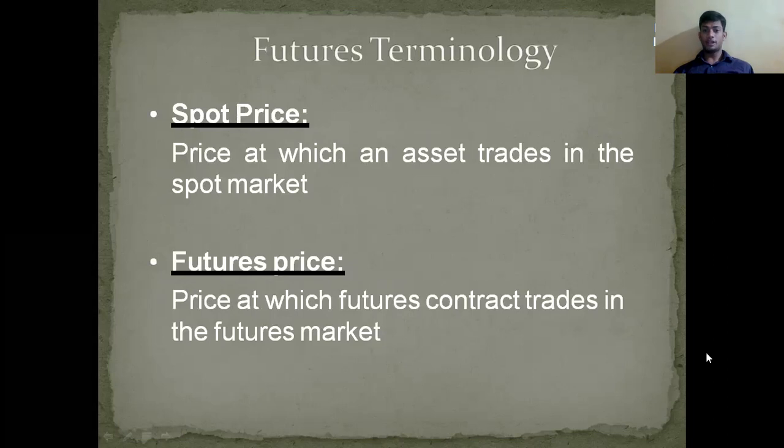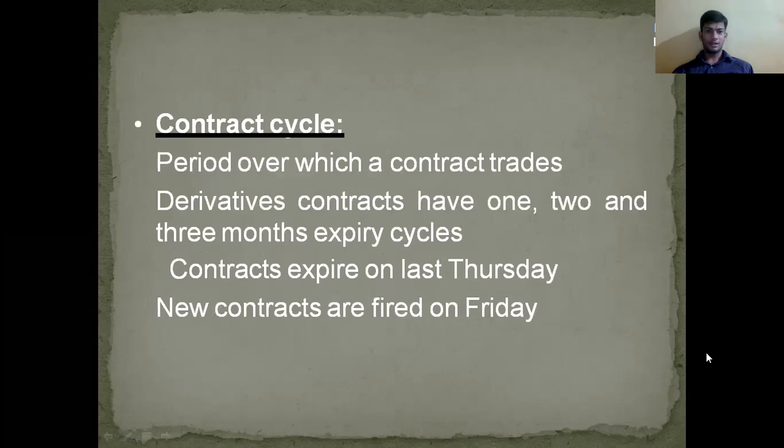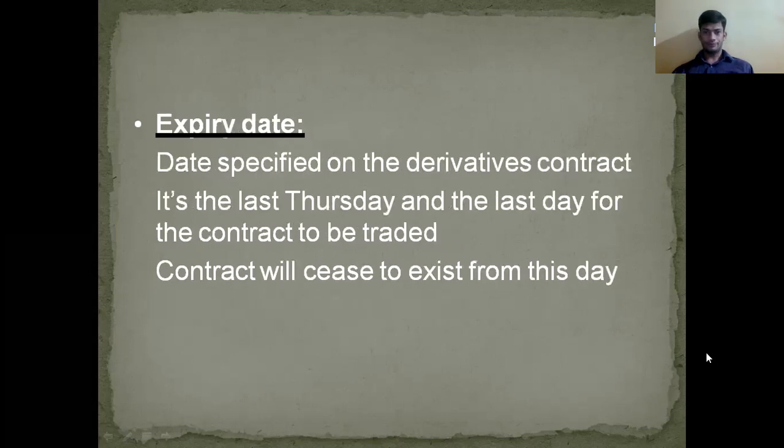The terminology. Spot price is the price at which an asset is traded in the spot market. Future price is the price at which a future contract trades in the future market. Contract cycle is the period over which a contract trades. Derivatives contracts have 1, 2 or 3 month expiry cycles, maximum 3 months. Expiry date is the date on which the contract expires, the last Thursday, and the last day for the contract to be traded. The contract will cease to exist from this day.